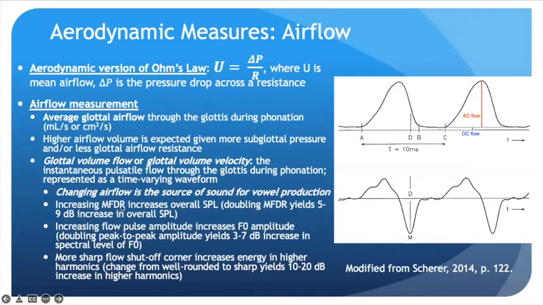So when you increase the maximum flow declination rate, the point where flow declines the most, right here. If you're looking at the instantaneous rate of change, you can see there's a point around here where airflow is shutting off the quickest. That's the maximum flow declination rate. When you increase that by double, you increase the overall sound pressure level by 5 to 9 dB. When you increase the flow pulse amplitude by double, you're increasing the spectral level of the F0 by 3 to 7 dB. When you make this flow shutoff corner change from a more rounded shape to a sharper shape, you can increase the dB of higher harmonics by 10 to 20 dB. So the shape of the glottal flow signal is very important, especially with respect to acoustics.